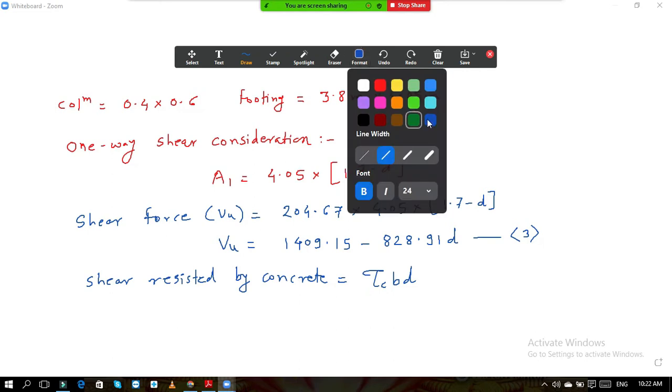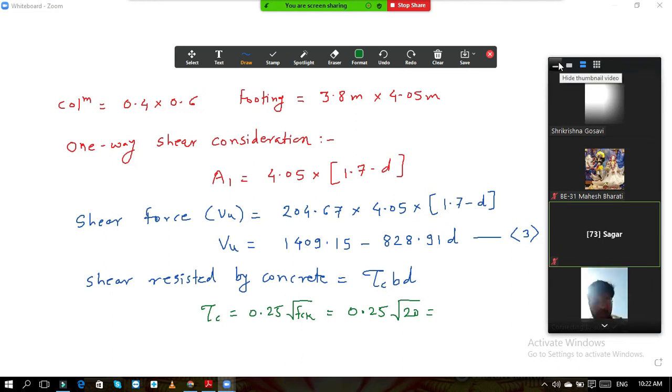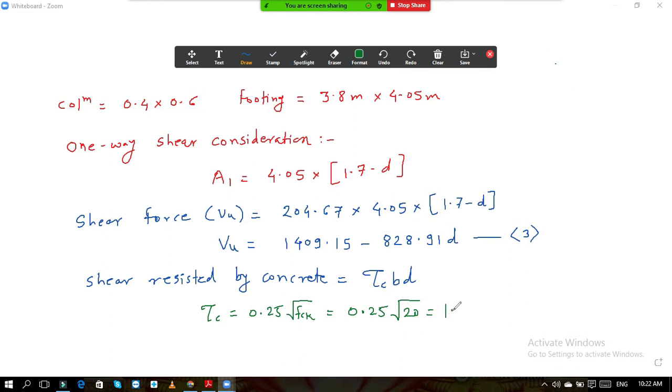I will write it over here once again so that you will understand. Tau c is equal to 0.25 under root fck, which is 0.25 under root 20, equal to 1.118 Newton per mm square. If we convert it into kilonewton per meter square, it becomes multiplied by 10 raised to 3, so it is 1118 kilonewton per meter square. This is the value of tau c. So we know the value of tau c, and we know b and d, the area of the strip.